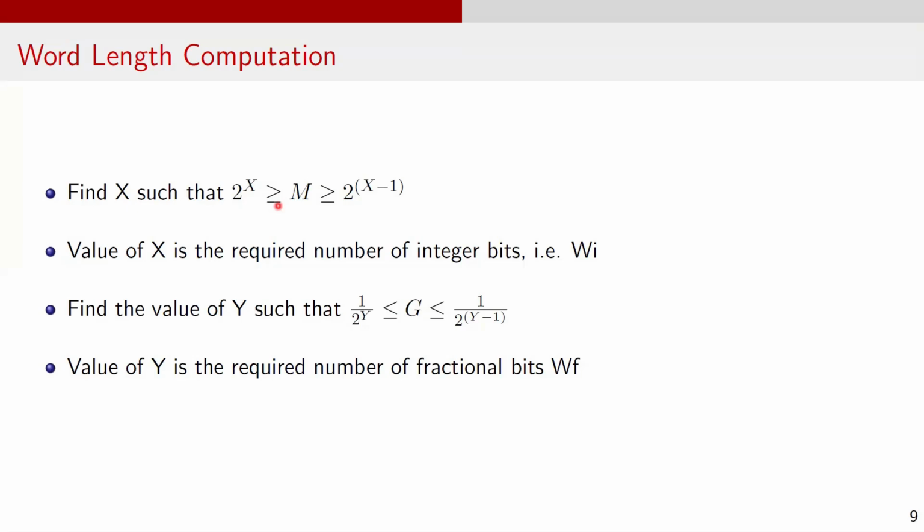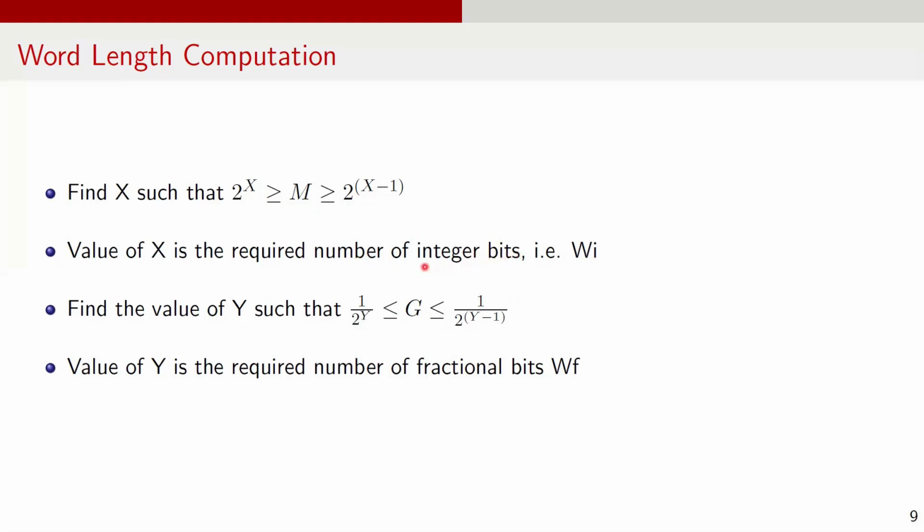The first thing is to determine the maximum value m that needs to be represented in fixed point. Then we find x such that 2^x is greater than or equal to m, but 2^(x-1) is less than or equal to m. The value of x which satisfies this condition is the number of integer bits required for the fixed point. The value of x is wi, which is the required number of integer bits.